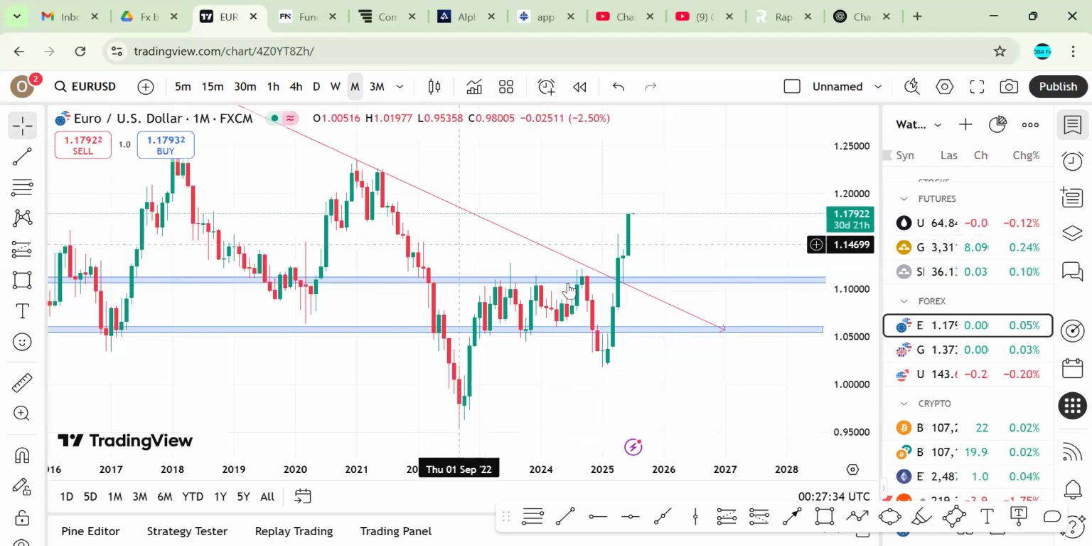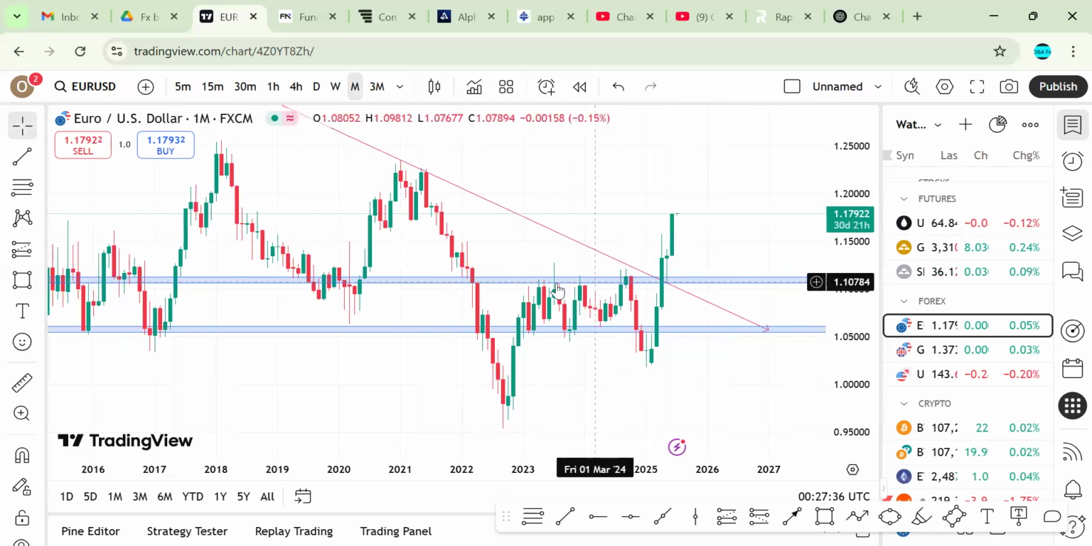So the same applies to this particular zone, which acted as a resistance for a very long time, like 1, 2, 3, 4, 5, 6, 7, 8, 9, for 9 months. This is almost a year. Euro USD was just in a range, and then the zone I just mapped out now was acting as what?